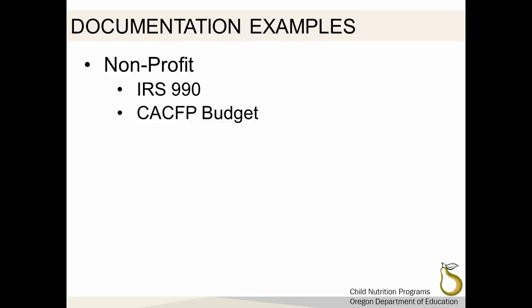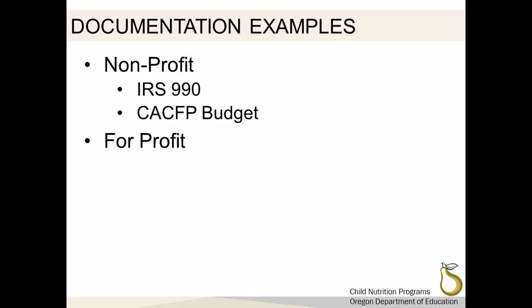One example of how ODE-CNP will determine financial viability of a non-profit organization is through the review of the IRS 990 and CACFP budget to identify funding sources, such as Head Start funds, parent fees or grants, and determine if there are sufficient funds in the case there are delays in CACFP reimbursement or the organization needs to pay back any CACFP funds to ODE-CNP.